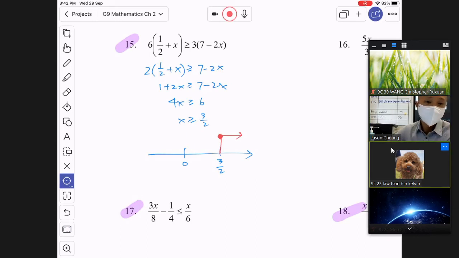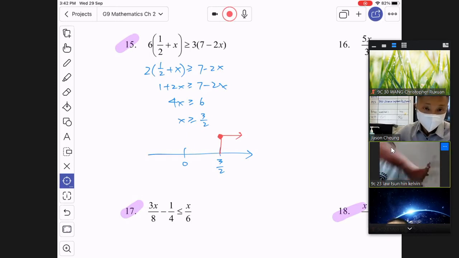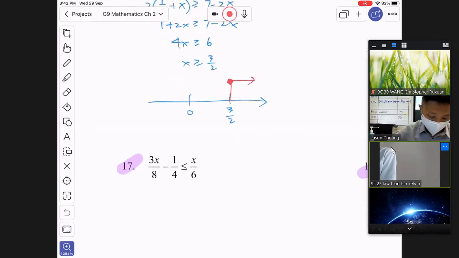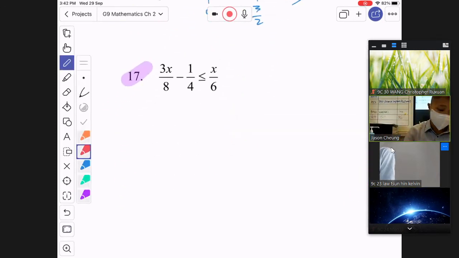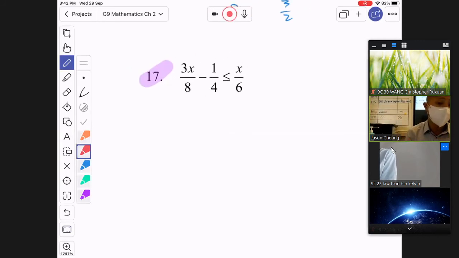First of all, can you tell me which number we are going to multiply so that we can remove all the denominators here? 24, yes, very good. We multiply by 24, right?